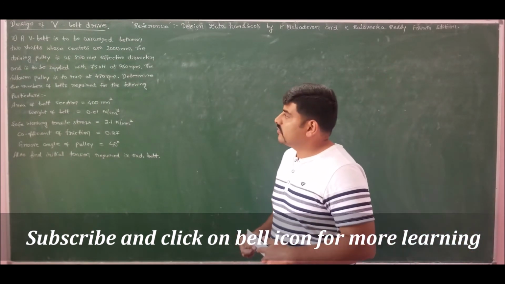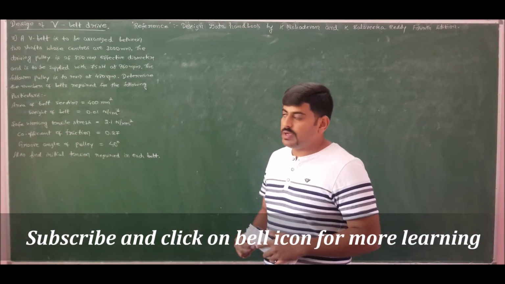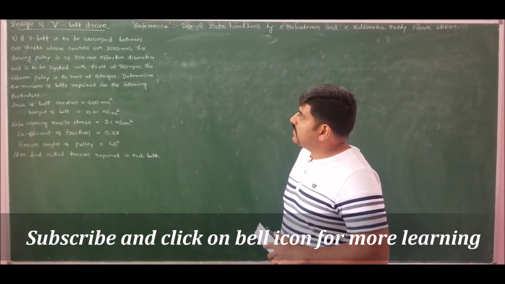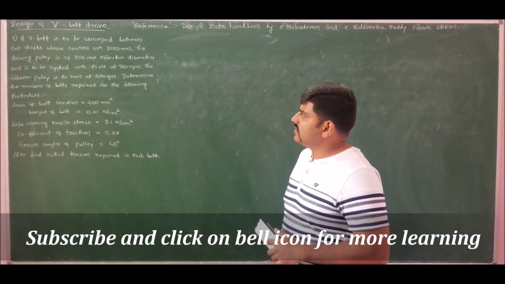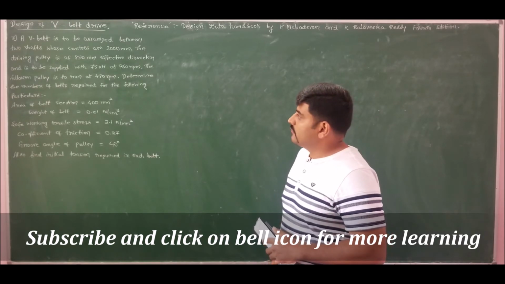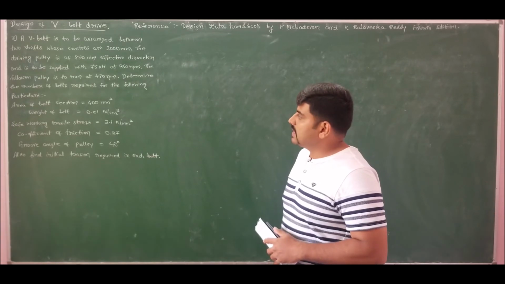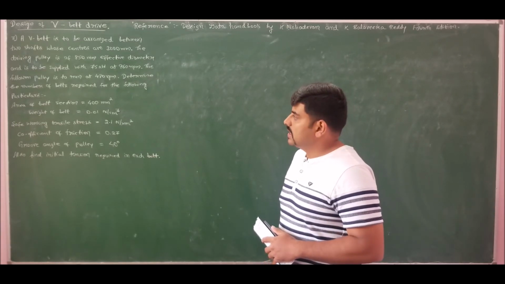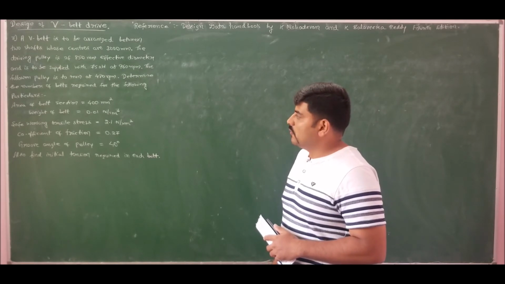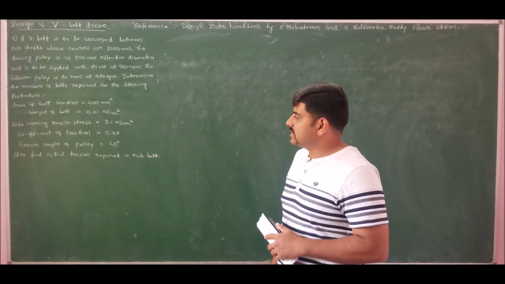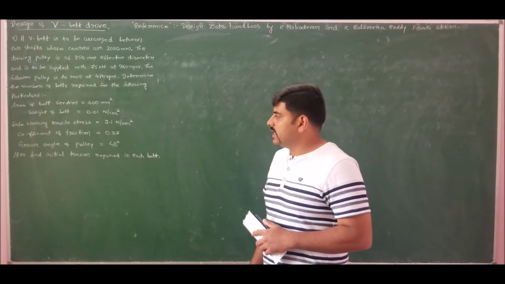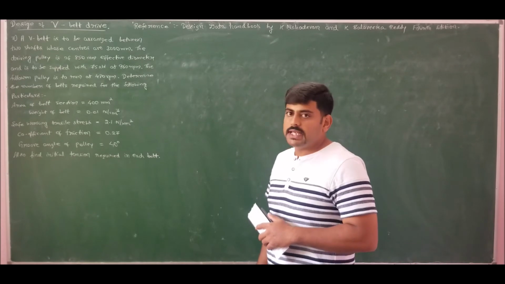Now, moving ahead for the final problem of our discussion on design of V-belt drive states that a V-belt is to be arranged between two shafts whose centers are 3000 mm. The driving pulley is of 850 mm effective diameter and is to be supplied with 75 kilowatts at 960 rpm. The follower pulley is to run at 480 rpm. Determine the number of belts required for the following particulars. Area of belt section 400 mm square. Weight of belt 0.01 Newton per centimeter cube. Safe working tensile stress is 2.1 Newton per millimeter square. Coefficient of friction is 0.27. Groove angle of pulley is 40 degrees. Also find initial tension required in each belt.